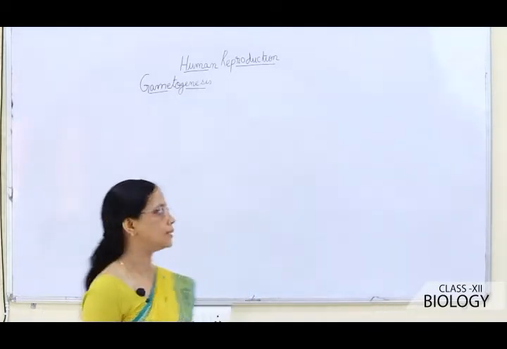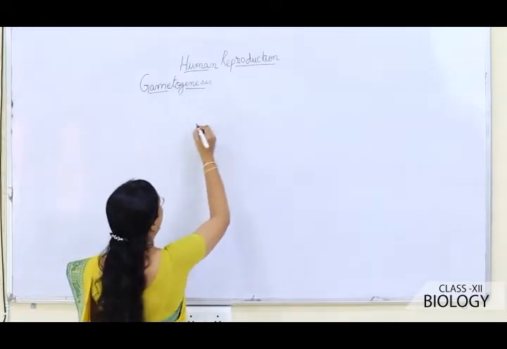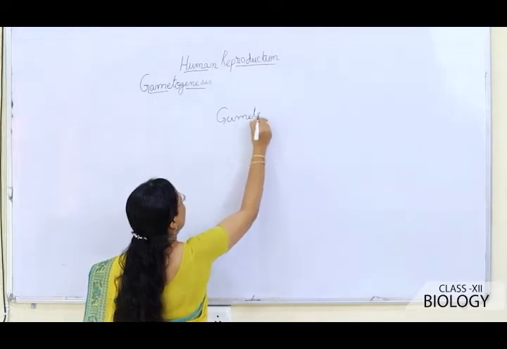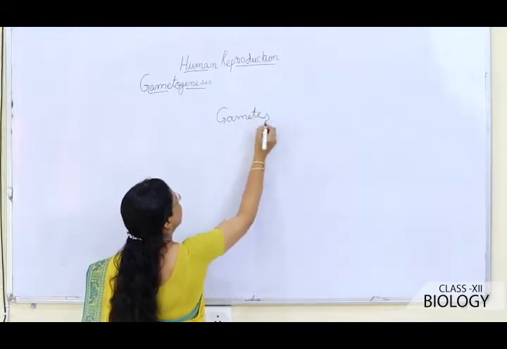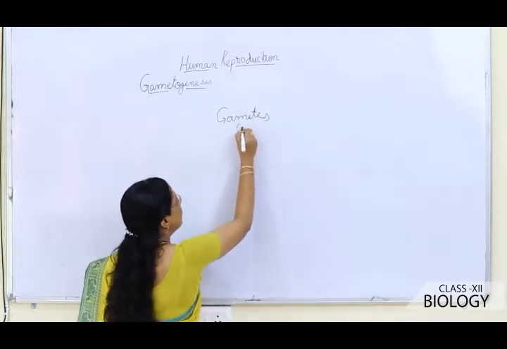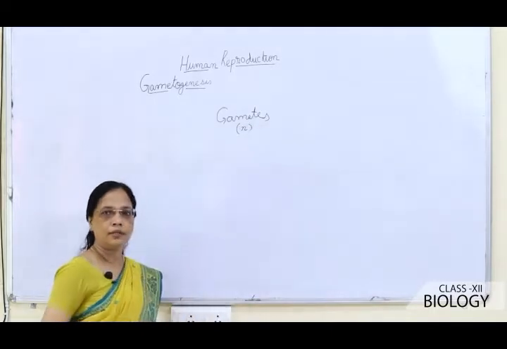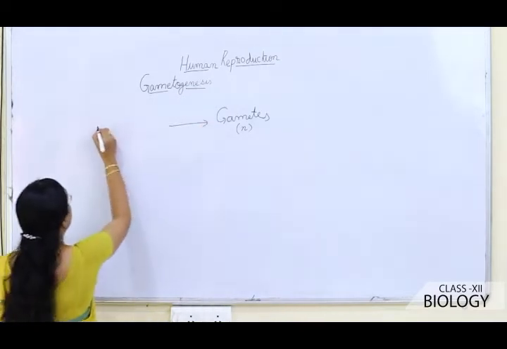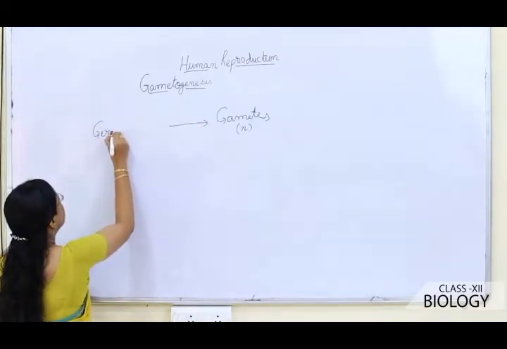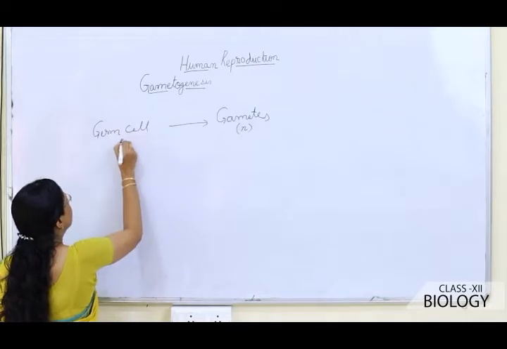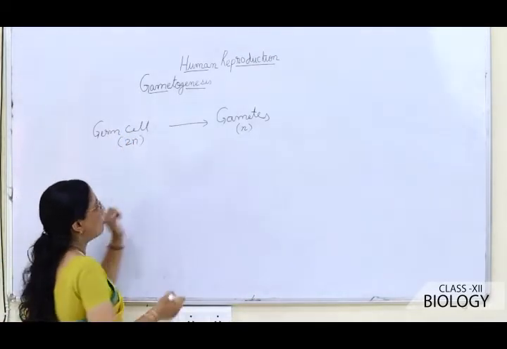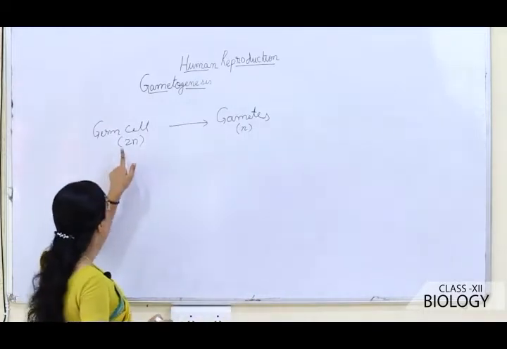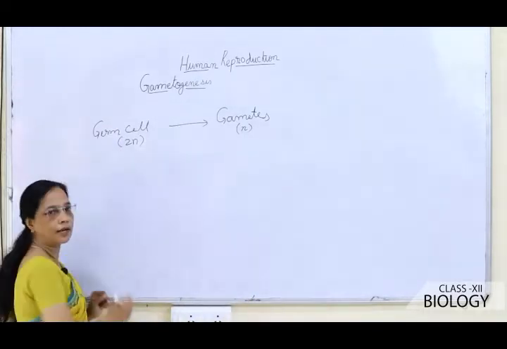What is gametogenesis? That is formation of gametes. It is the formation of gametes, that are haploid, from diploid germ cells. Gametes are formed from diploid germ cells. These germ cells are diploid.